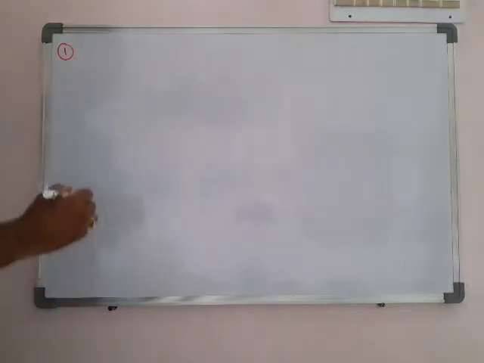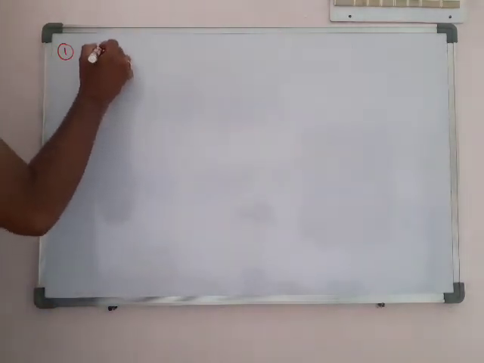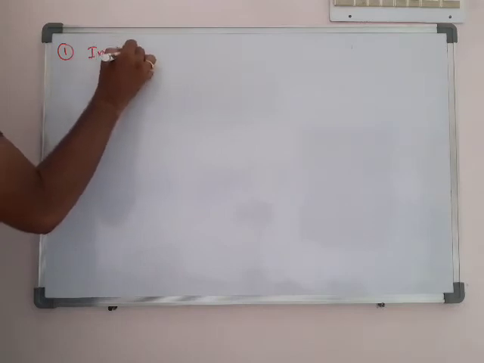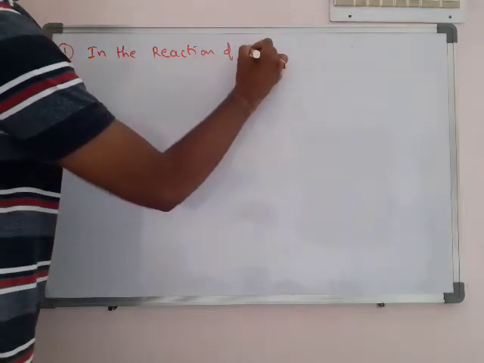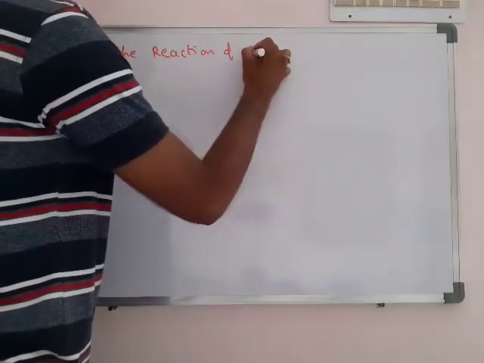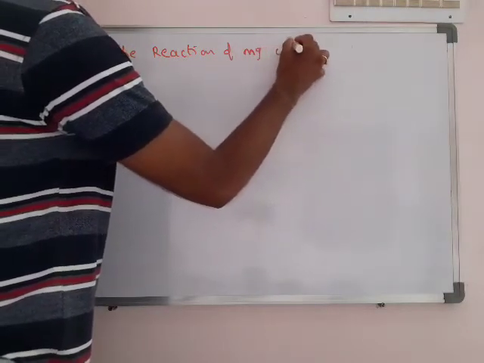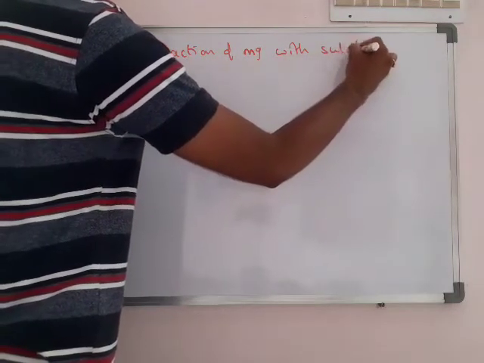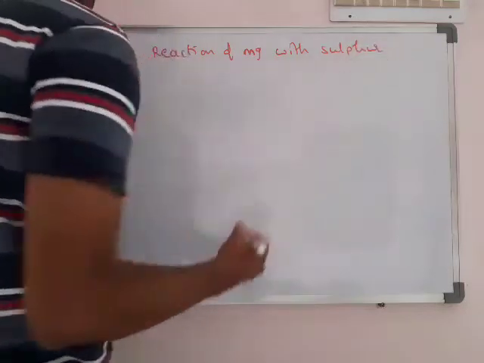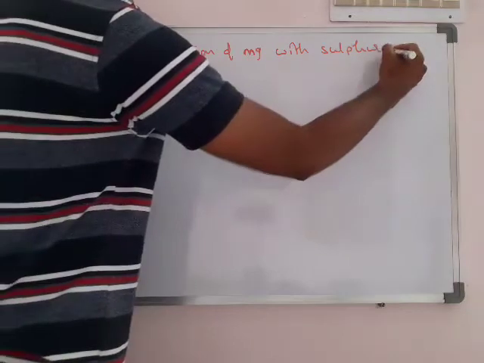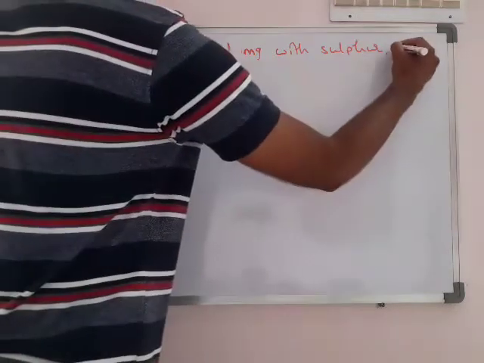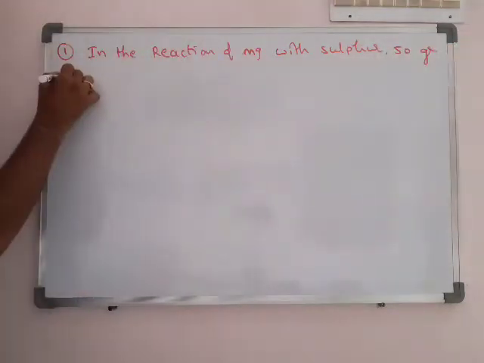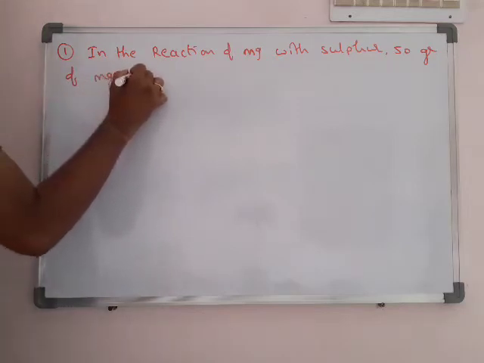So the first problem: in the reaction of magnesium with sulfur, 50 grams of magnesium oxide was formed.